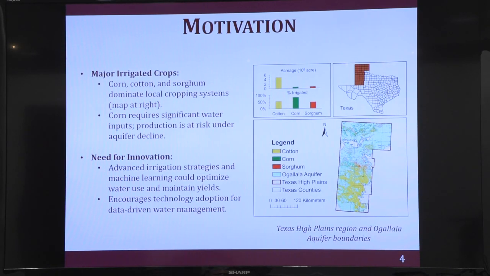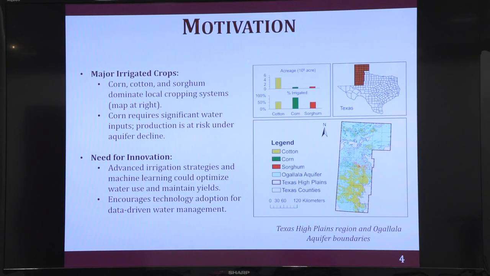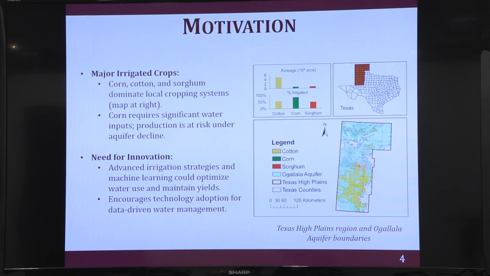So what are the major crops? Cotton, corn, sorghum. And corn requires a lot of water. That is the reason producers are moving. And this is not from the presentation, this is my knowledge. Corn needs a lot of water because it is a very thirsty crop. So a lot of producers that we interact with in the highlands in Texas are moving towards more drought-tolerant crops, for example cotton and sorghum, and corn production is going down.